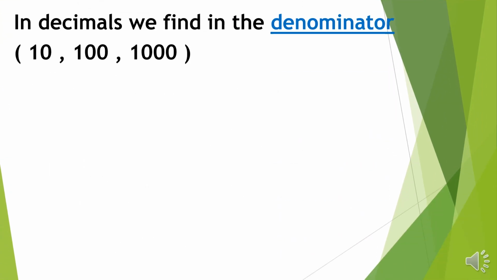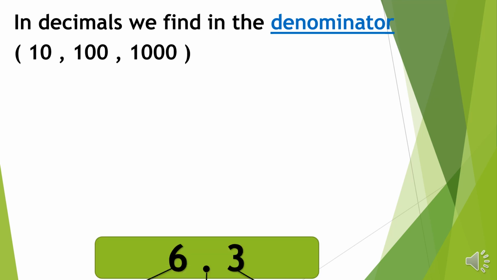At first, what's the meaning of decimals? Decimals means the denominator that has 10, 100 or 1000. A fraction which has in its denominator any power of 10, in that case, we convert it into decimals.